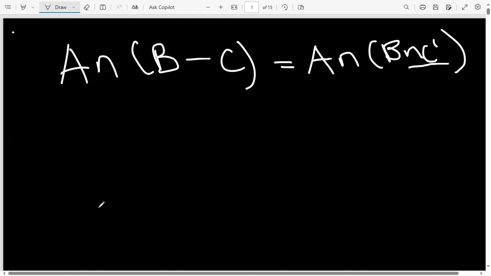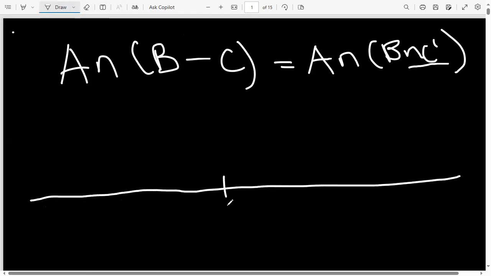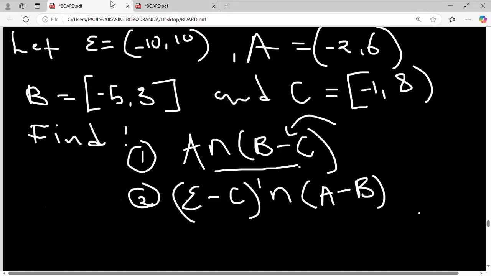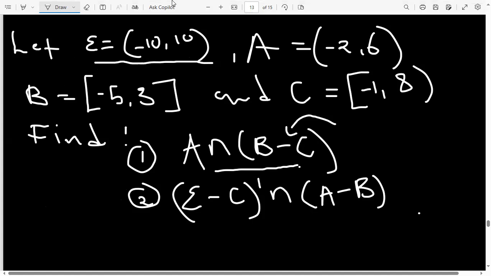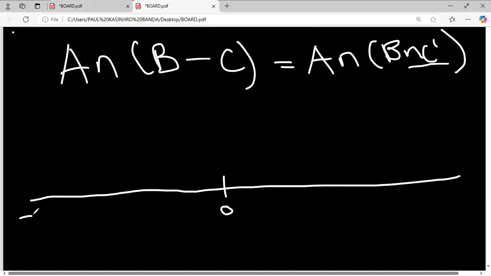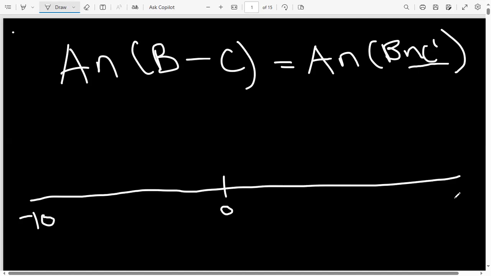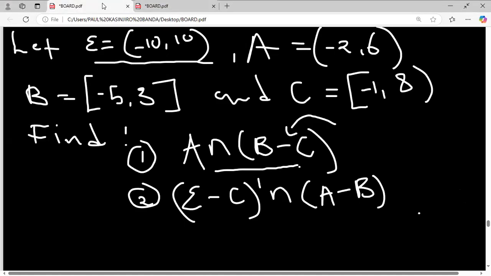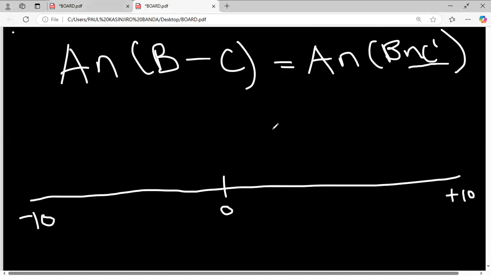Okay, so I'm going to draw a number line here. Let me draw it a bit straight. So this is my number line, and I'm going to put a 0 here. Remember from the question, we're told that the universal set is from -10 to +10. Meaning the lowest value I can go on this side is -10, and the highest value I can go there is +10. So let's try to plot A. A was given by -2 to 6, where both -2 and 6 are not included.